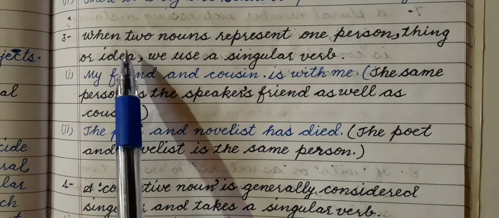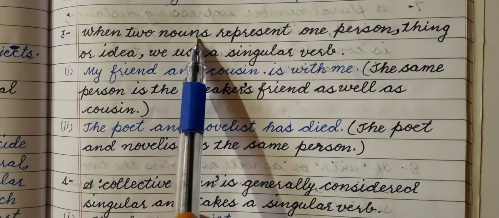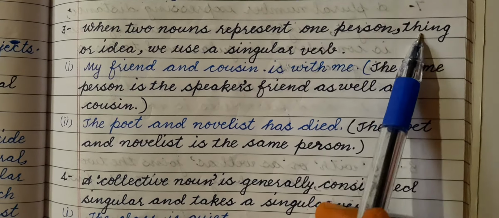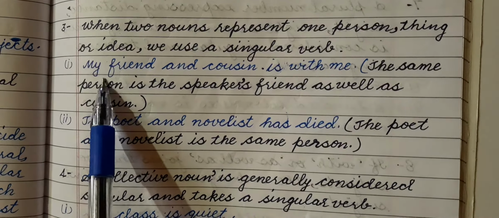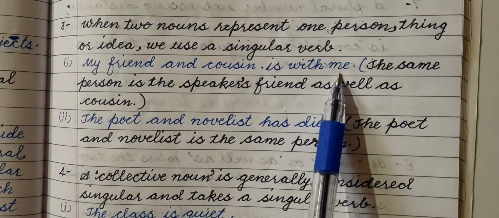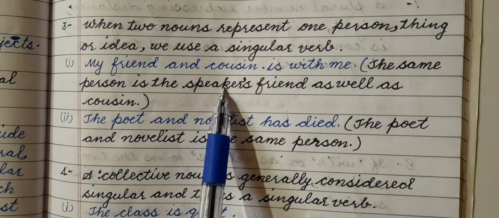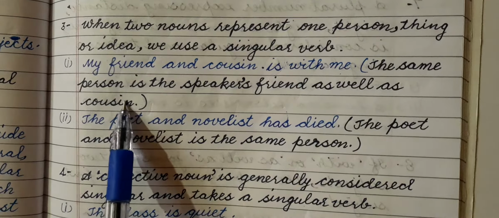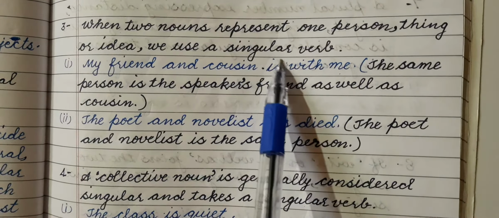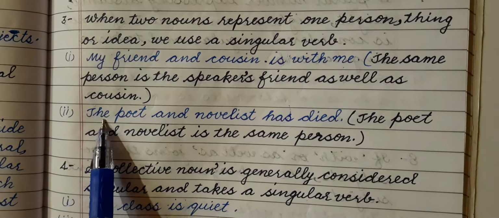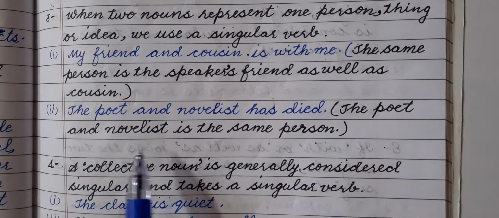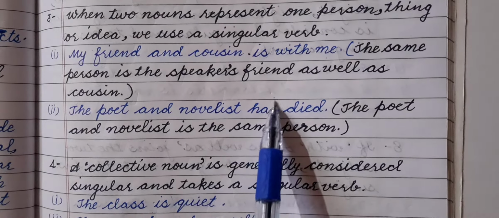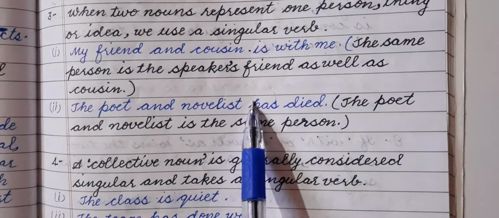When two nouns represent one person, one thing or one idea, we use a singular verb. My friend and cousin is with me. The same person is the speaker's friend as well as cousin. That's why a singular verb is used here. The poet and the novelist has died. The poet and the novelist is the same person. That's why a singular verb is used here.